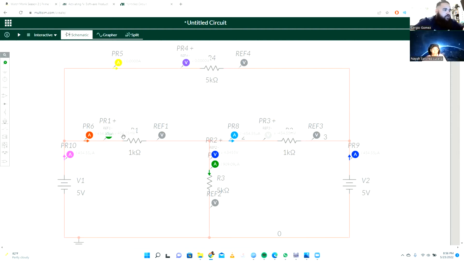As is visible here, we have 454 microamps. For I1, we have negative 454 microamps. For I2, we have 909 microamps for I3, and then we have 0 amps going for I4, as is expected. So it all ends up working out accordingly.